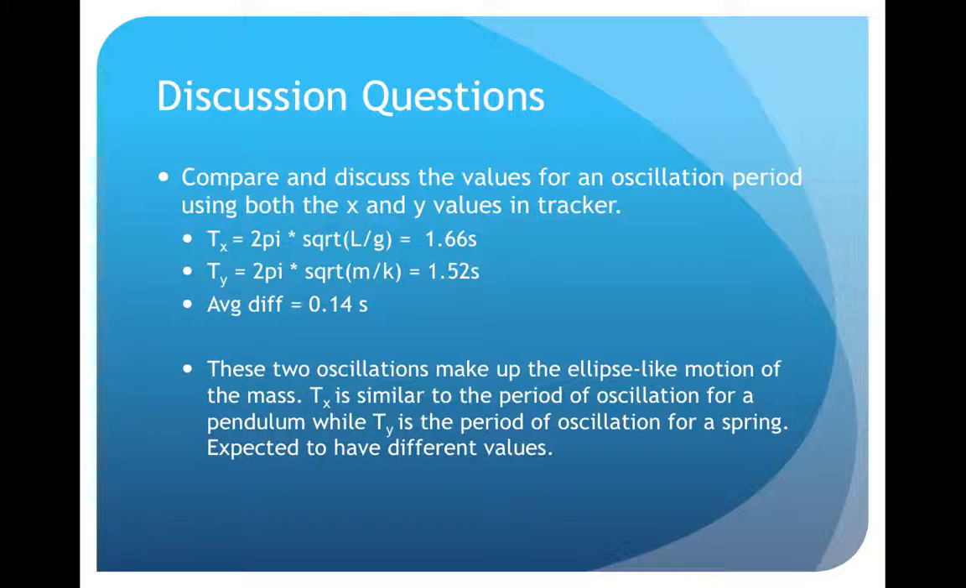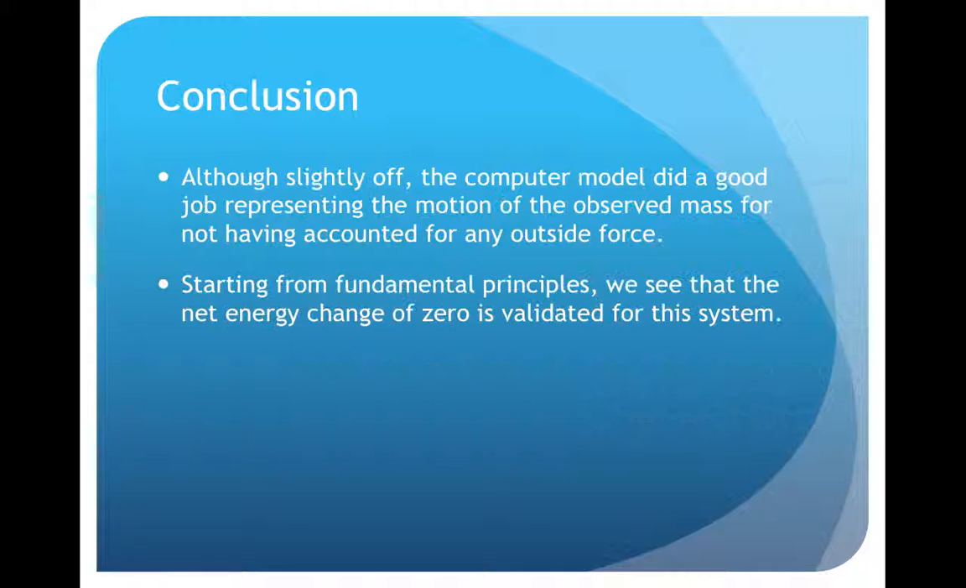The period of oscillation in the X direction is similar to that of the oscillation of a pendulum, while the period of oscillation in the Y is a period of oscillation for a spring, and they are expected to have different values. In conclusion, although slightly off, the computer model did a good job representing the motion of the observed mass for not having accounted for any outside force.